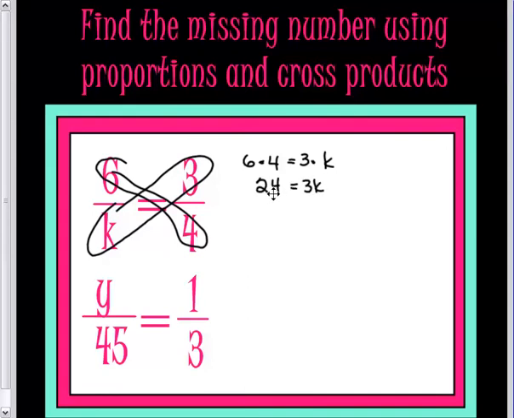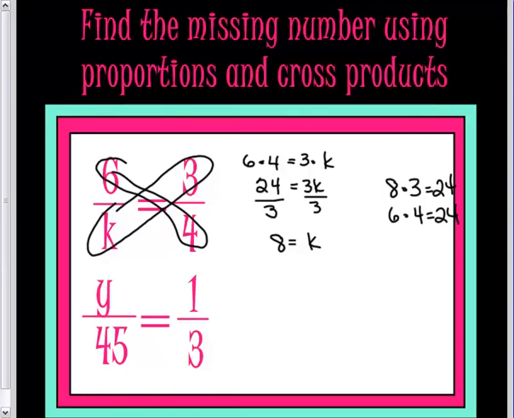So what we're asking ourselves is, what number do I need to multiply by 3 to get 24? Well, if I divide 24 by 3, let's divide both sides by 3, okay? Now I get 8. So K has to equal 8. Can I check my work? Sure. 8 times 3 is 24, and 6 times 4 was 24, so we know that they're proportionate.